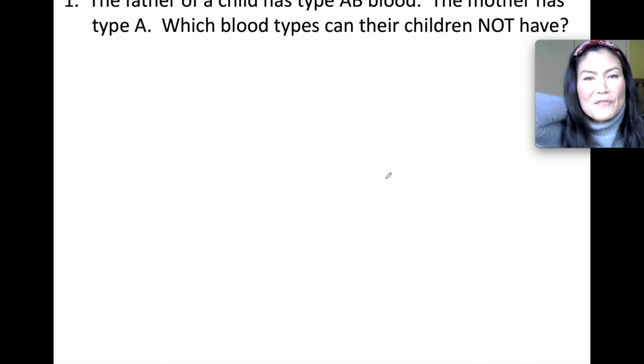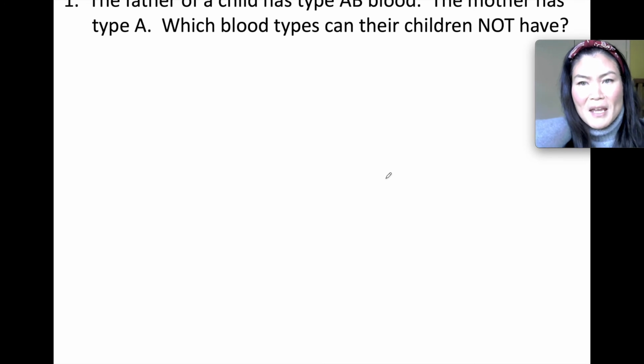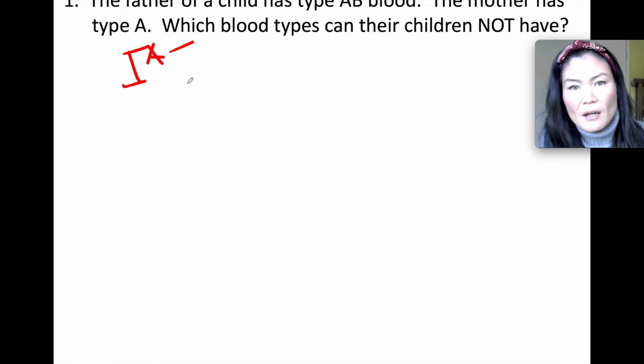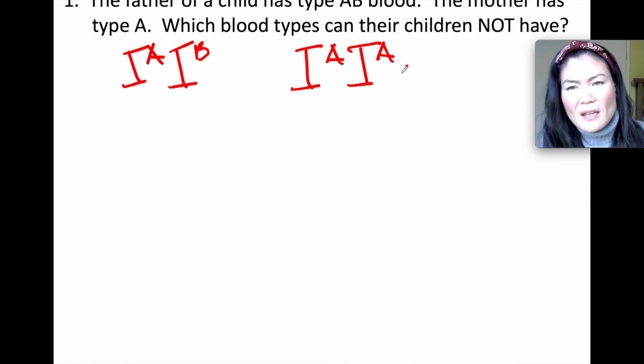The father of a child has type AB blood. Okay, so what's his genotype? That means the father is IA, IB. The mother has type A. Mother is IA. She could be IA, IA, or she could be IA, little i. Which blood types can their children not have?